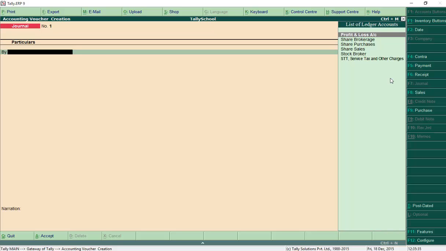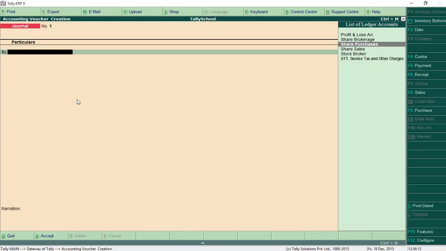Now whenever you buy stock, that means you have bought something for you which is stocks, and that stock is your asset. An asset is debit. So share purchases will be debit because in Tally, by means debit and to means credit. So whenever you buy stock, you will pass share purchases in the by column, and whenever you sell stock, you will pass share sales in the to column. That is how it works. It is basic accounting.